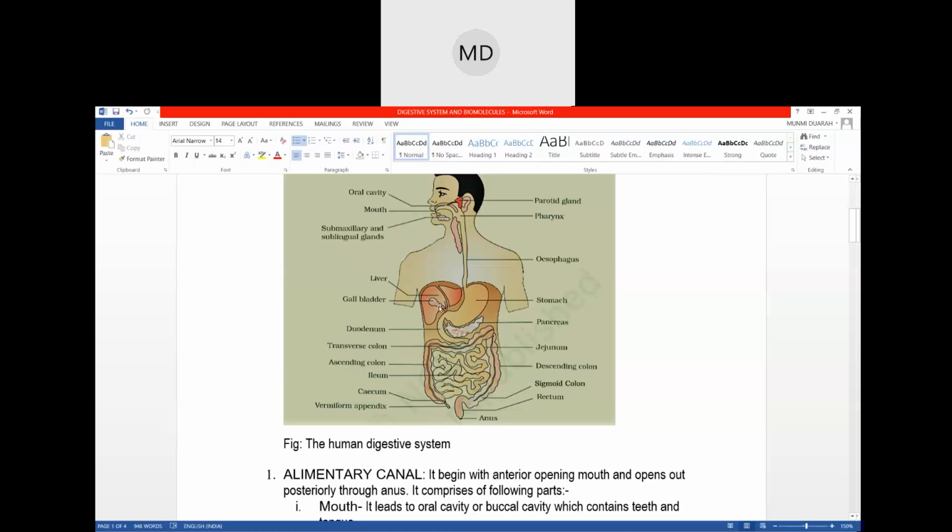And then it comes out of the bile duct. There is a duct, meaning a tube. Duct is nothing but a tube.